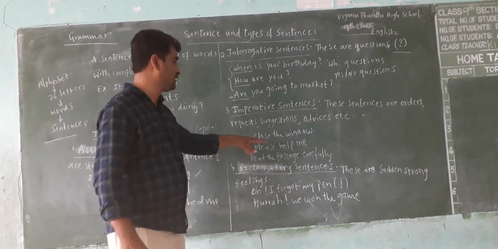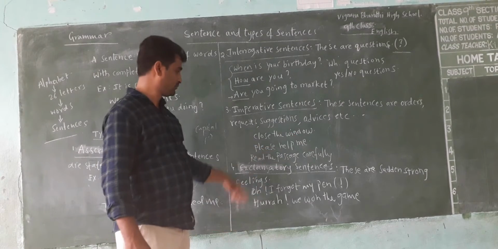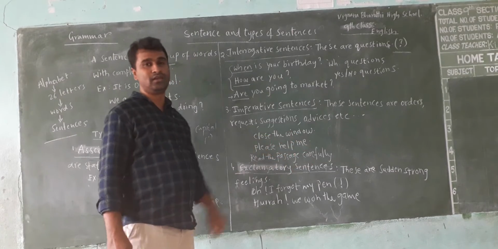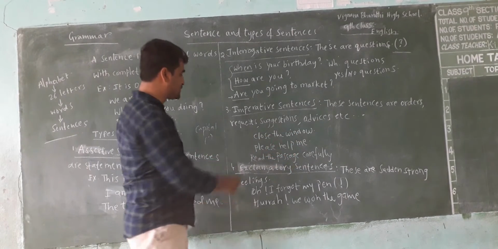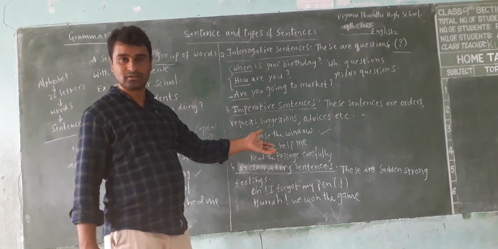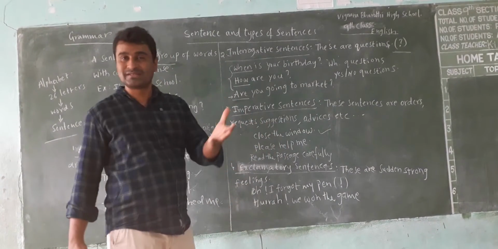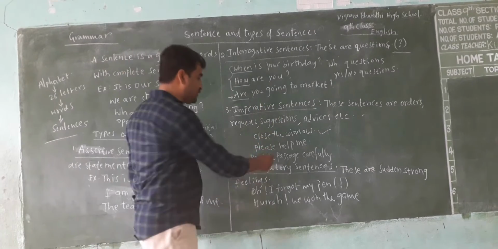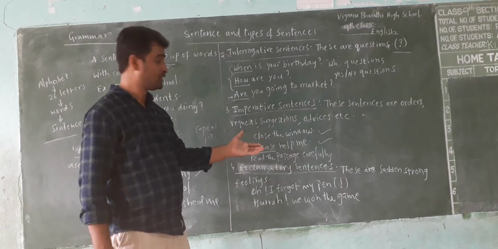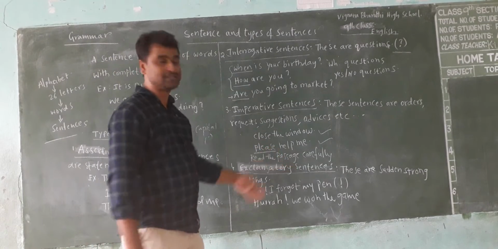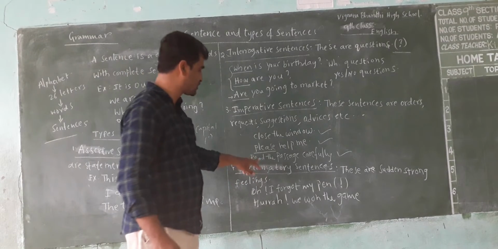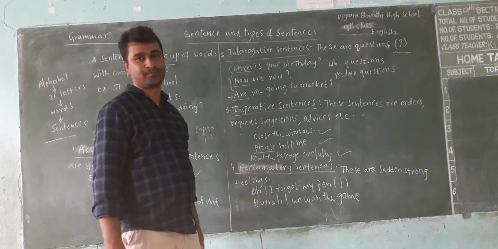For example, see here: Close the window. Please help me. Read the passage carefully. If you see all these, close the window may be an order. If you are requesting something, we use please. Please help me is a request. Read the passage carefully is an instruction. You have to read the passage and answer the question. So this is called an instruction.